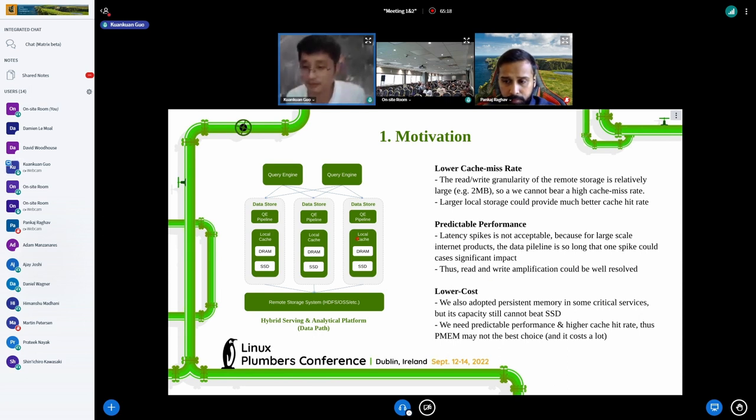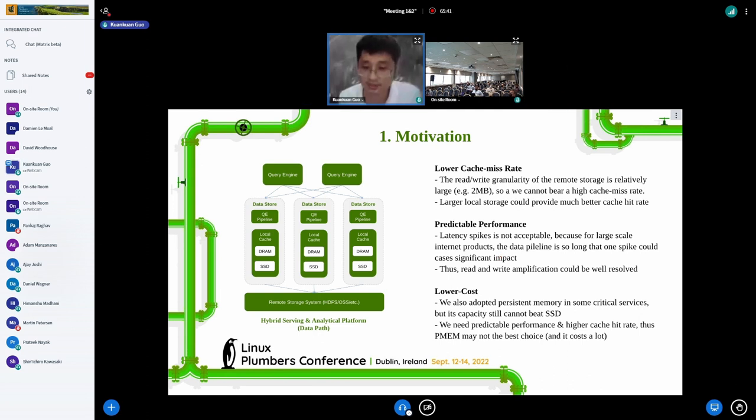On the picture, the middle layer is a data store, which takes care of user queries and loads data from the remote storage system. The remote storage system usually is an HDFS cluster or other cloud storage systems. So to accelerate the data store's performance, we of course put a cache layer in it. This local cache uses both DRAM and SSD. Sometimes we use persistent memory, but it costs too much.